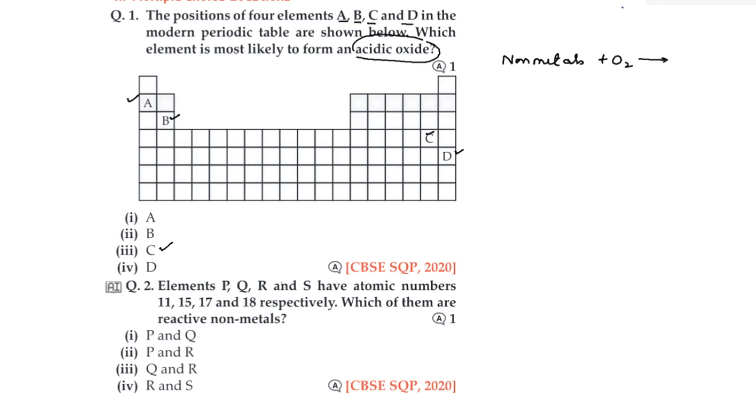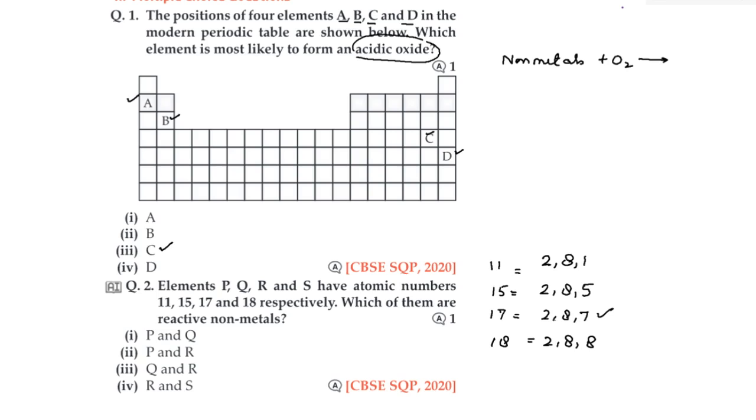Elements P, Q, R, S have atomic numbers 11, 15, 17 and 18. Which of them are reactive non-metals? So let us make their electronic configuration. For 11 it is 2,8,1, for 15 it is 2,8,5, for 17 it is 2,8,7, and 18 is a noble gas, 2,8,8. So the correct option is 2,8,7 because it is deficient in one electron.